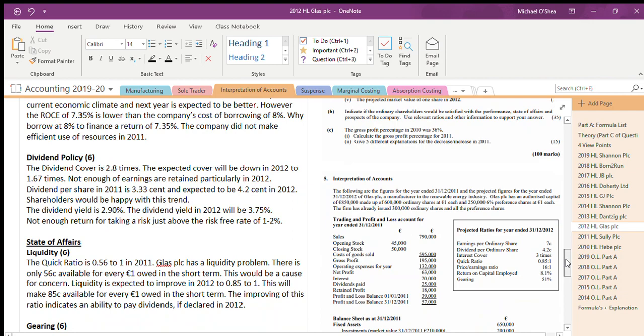So again, this is just looking at it from the perspective of what we have this year versus projections for next year. Don't get intimidated if you see something like this come up in a question. You approach it in the same manner. Instead of saying last year versus this year, you're saying this year versus next year.